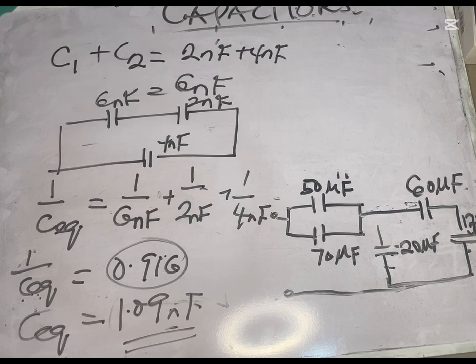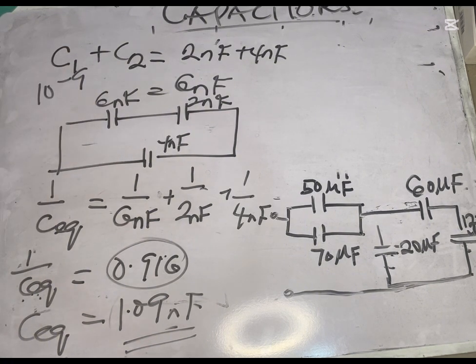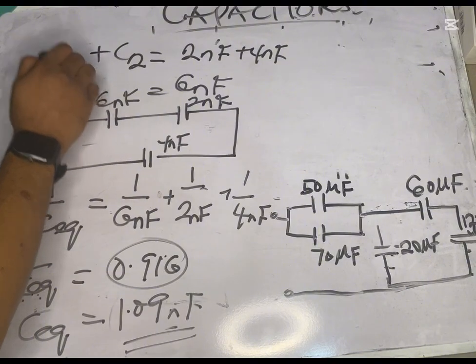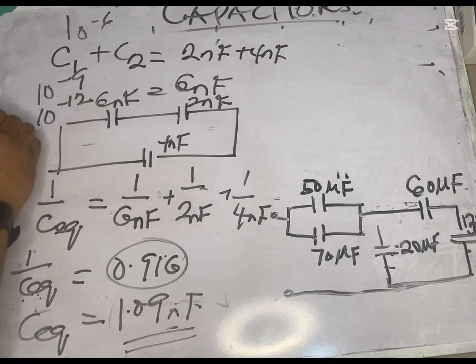Mind you, nano is 10 raised to power minus 9, pico is 10 raised to power minus 12, micro is 10 raised to power minus 6, milli is 10 raised to power minus 3. Don't forget. All right, so that is that.